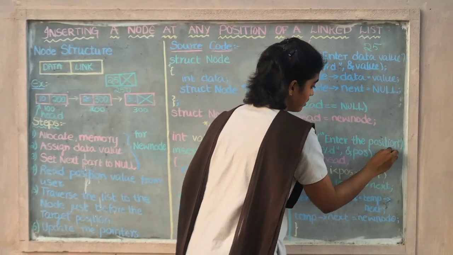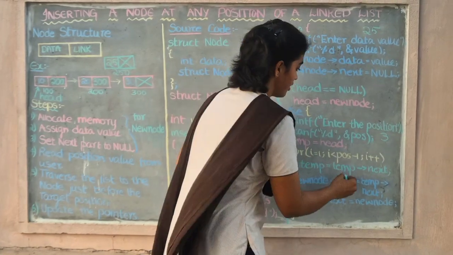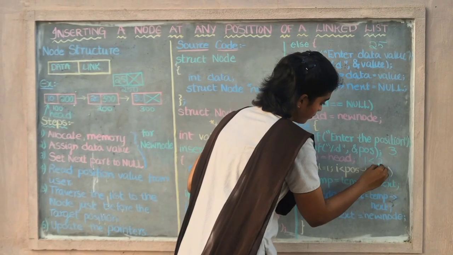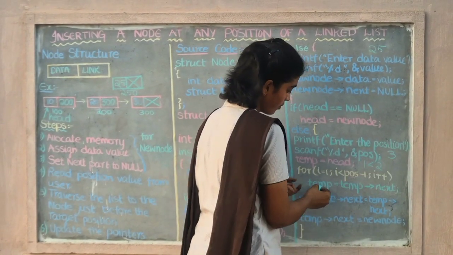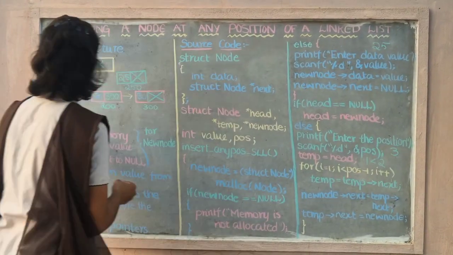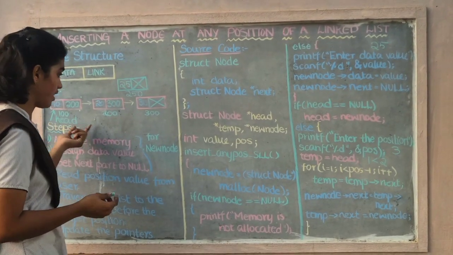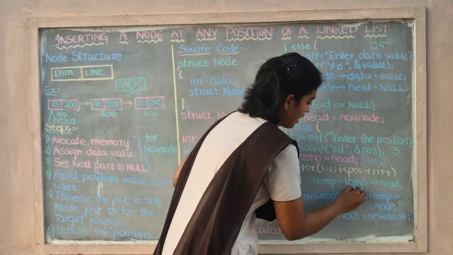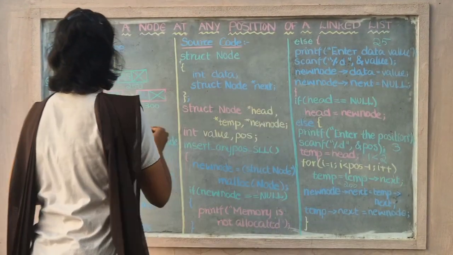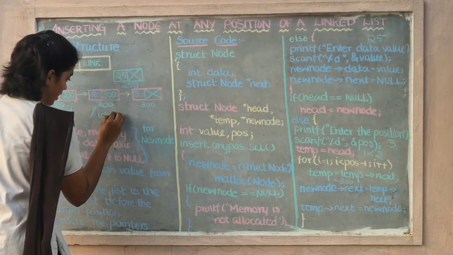If I have given the position value as 3, then for i is equal to 1, i starts with 1. Pos minus 1 means its value is 2. Therefore, the condition is i less than or equal to 2, temp is equal to temp next. First, temp is initialized to head. That means temp points to the first node, that is 100. Here, 100 of next means 200. So, temp is equal to 200. Our temp is here. It points to the second node.